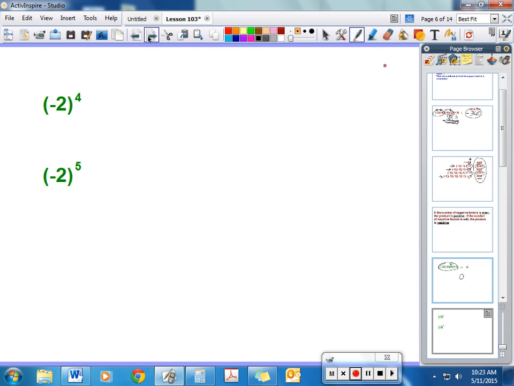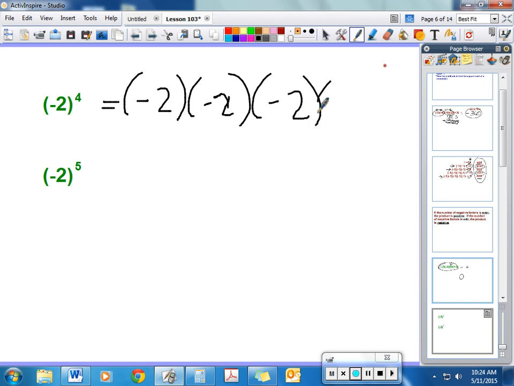All right, so for number 1 in your notes, let's take a look at this. If you wrote out these factors, you have negative 2 times negative 2 times negative 2 times negative 2. You obviously have an even number of factors, so your answer is going to be positive. And then I would like you, for number 1, to figure out what the positive answer will be for negative 2 to the 4th power.